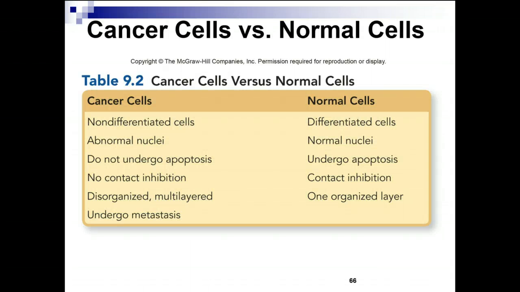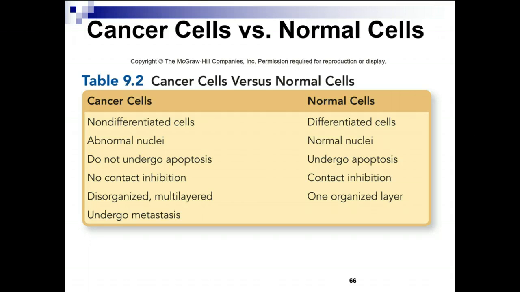Cancer cells versus normal cells. Cancer cells are non-differentiated cells. They forget their identity. They do not specialize the way normal cells do. Cancer cells will have abnormal nuclei. Often, cancer cells will have nuclei that have way more chromosomes than what they're supposed to. Sometimes cancer cells will have 2 or 3 nuclei per cell, which they're not supposed to.